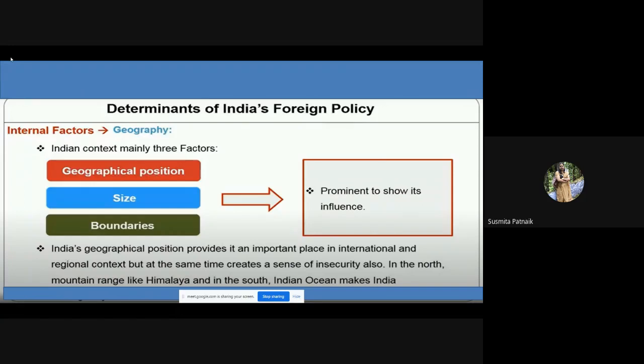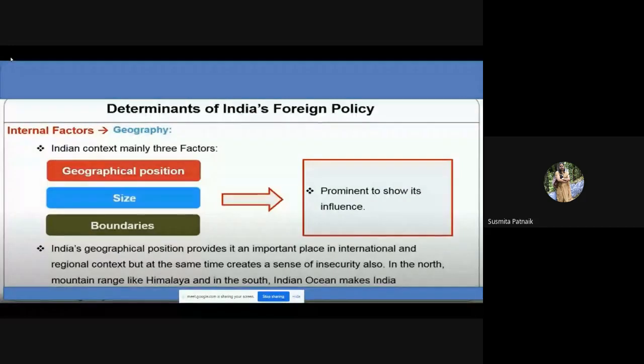So here, India's geographical position provides an important place in the international and regional context, but at the same time, it creates a sense of insecurity also. In the north, the mountain range like the Himalaya, and in the south, the Indian Ocean, make India what? Highly insecure. In the north we have the Himalaya, but we are facing attacks from where? From Pakistan and Afghanistan.